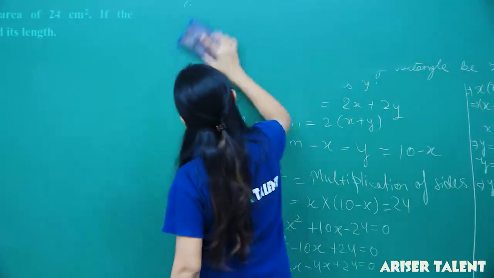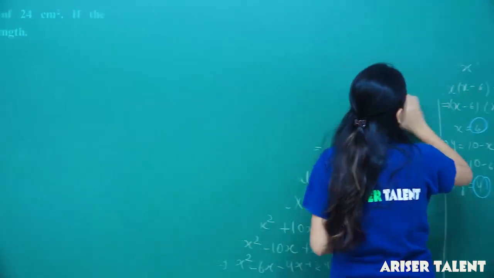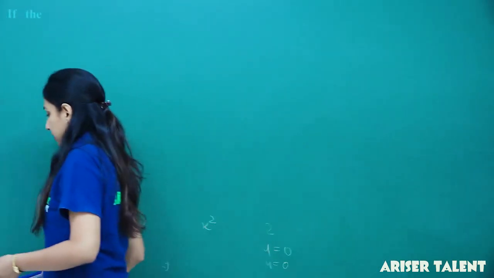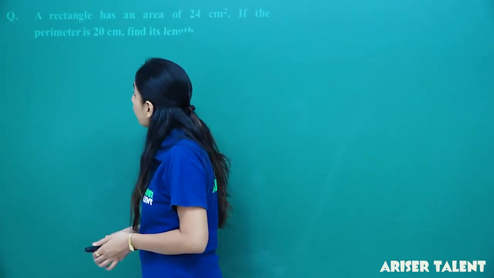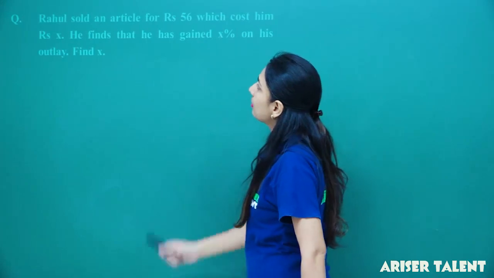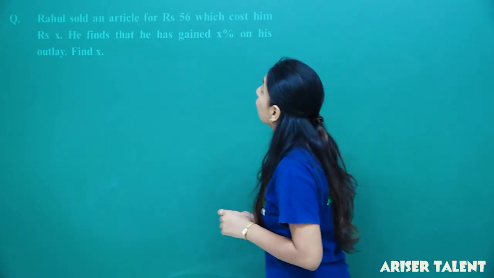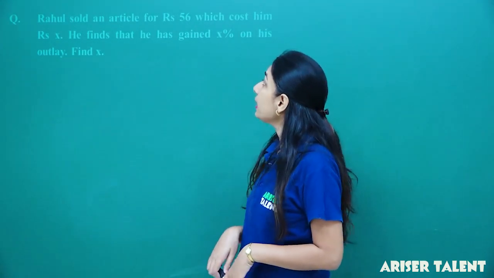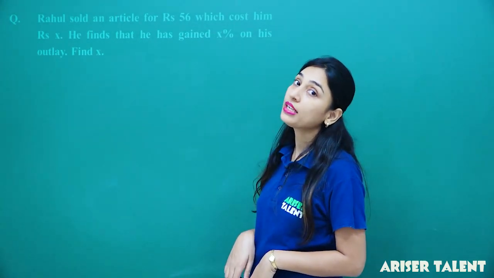Students, now we'll be moving to a question related to money. There's some profit, some loss, but don't worry, I'm talking about only profit. So this is Rahul. Rahul sold an article for rupees 56, which cost him rupees X. He finds that he has gained X% on his outlay. Find the value of X.